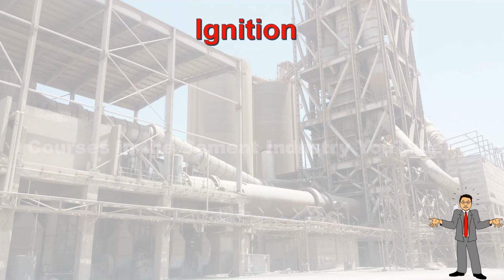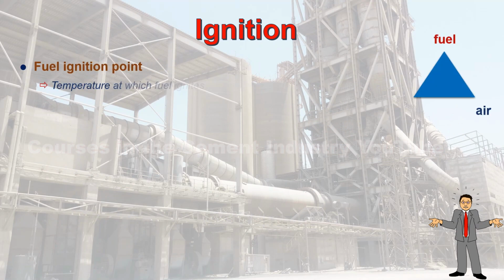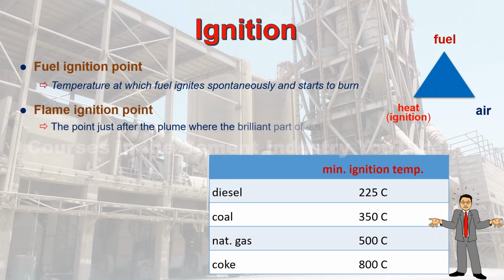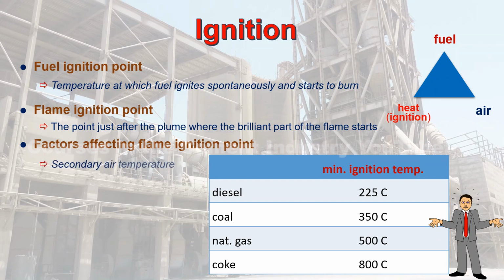Ignition. 1. Fuel ignition point: the temperature at which fuel ignites spontaneously and starts to burn. 2. Flame ignition point: the point just after the plume, where the brilliant part of the flame starts. 3. Factors affecting flame ignition point depend on 1. Secondary air temperature. 2. Type of fuel. 3. Design of burner. 4. Design of kiln.